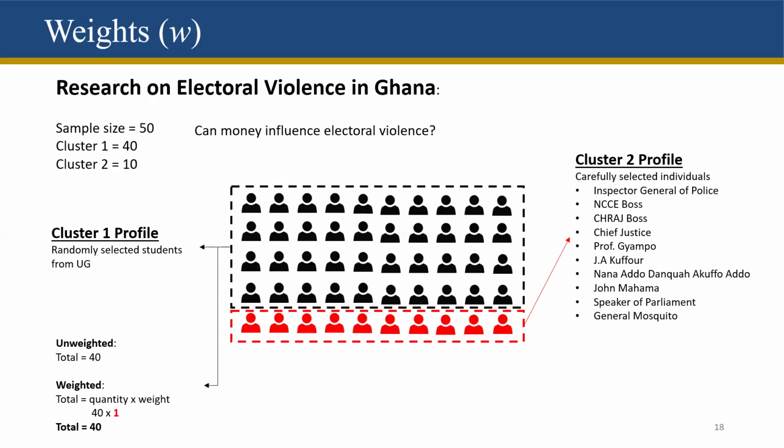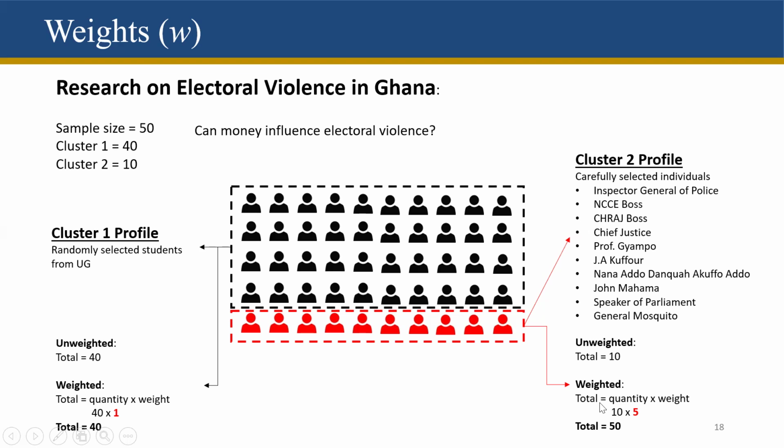Now, the point is, the question was, okay, can money influence electoral violence? Now, let's assume 40 of all these people from cluster 1, randomly selected, say no. And the 10 over here say yes. If we are to use an unweighted analysis, then we are going to have 40 for them. But then we are given a weight of 1 over here. So with a weighted analysis, we are still getting 40. Now, in the case of these experienced people, the unweighted is 10. But if we are to provide a weight of 5, then the weighted becomes 50.